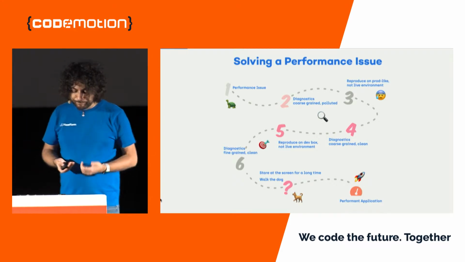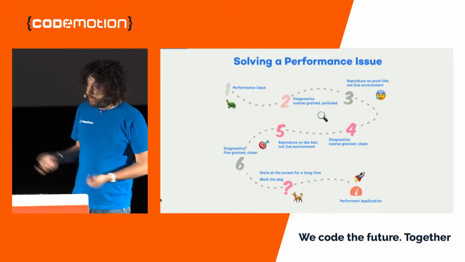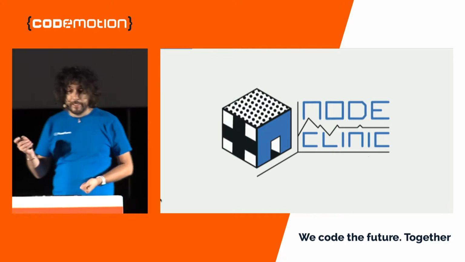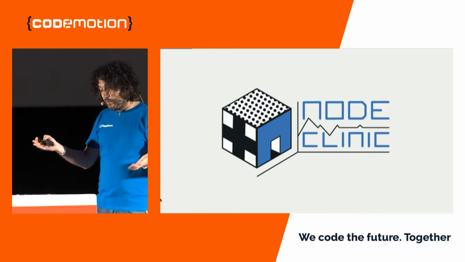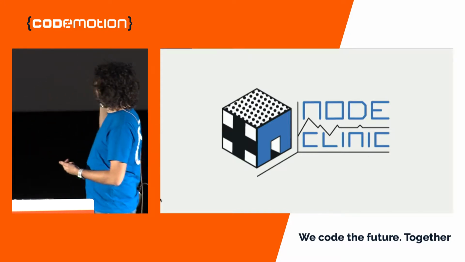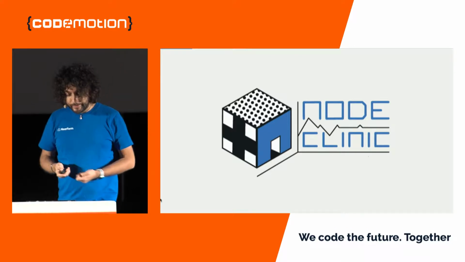Now, at this point in time, we have something better. We have built something better at Nearform. Basically, they call it Matteo in a box. It's called NodeClinic, and it's my team that is building this tool. It's a suite of Node performance tools, clinicjs.org. This is not in the slide. I should have put it there. Whatever.